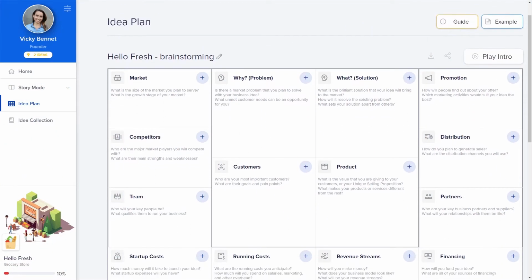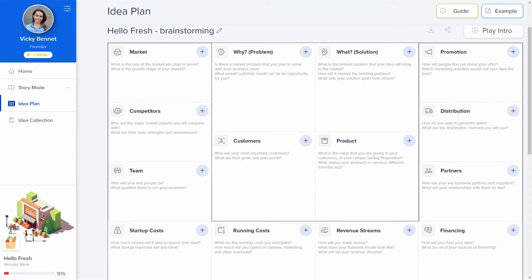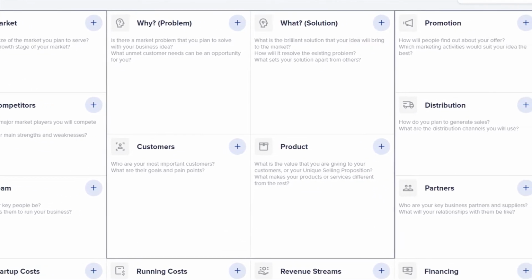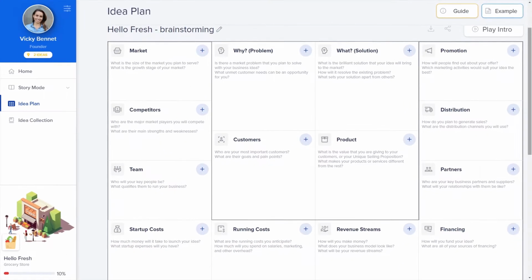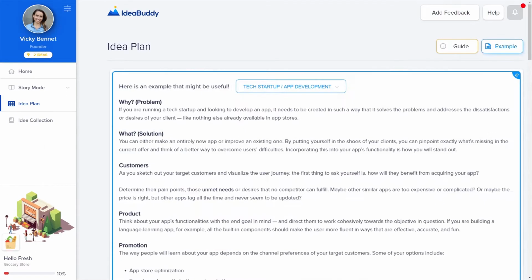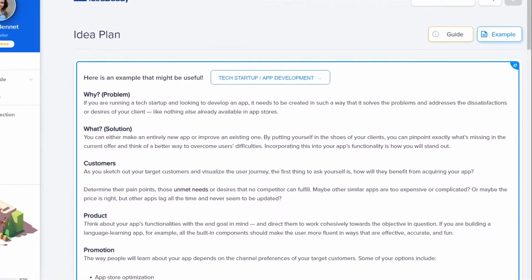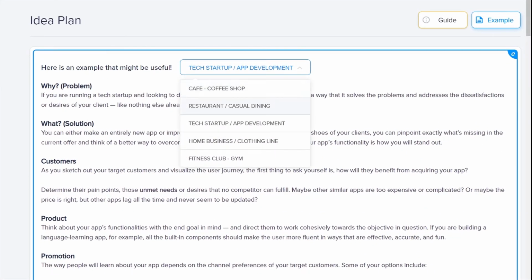Let's take a look at how IdeaPlan will help you map out your business model. Your goal is to describe all the key elements of your idea by posting notes on the blocks of our canvas. But before you start, make sure you check some of the examples we've prepared in order to get inspiration for completing your idea plan.